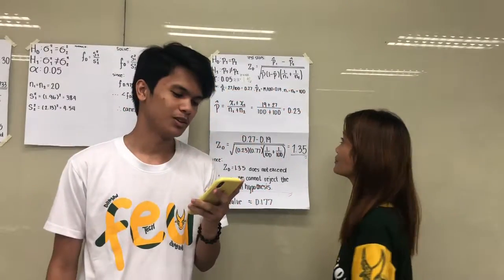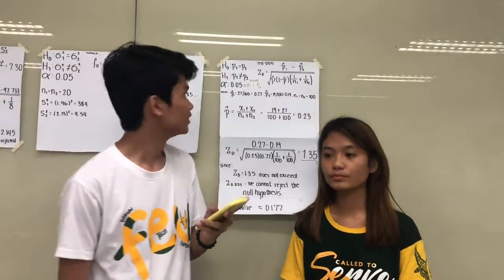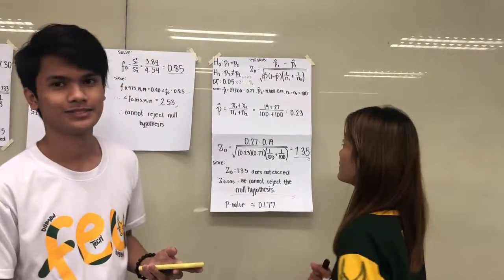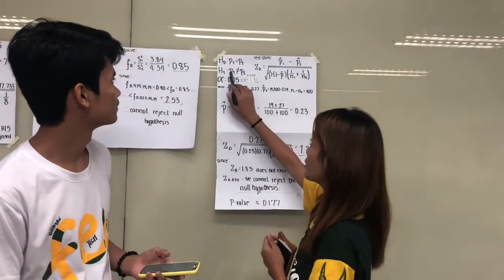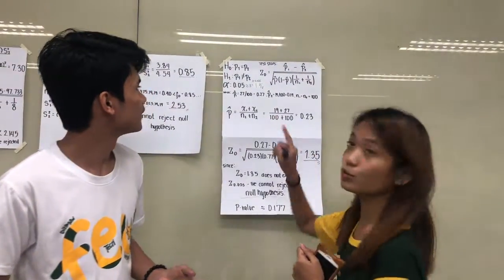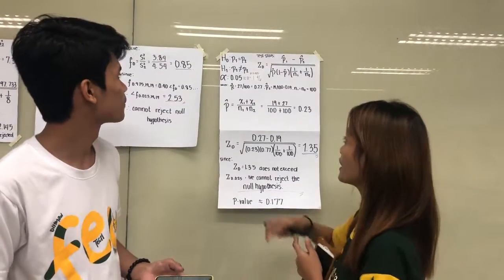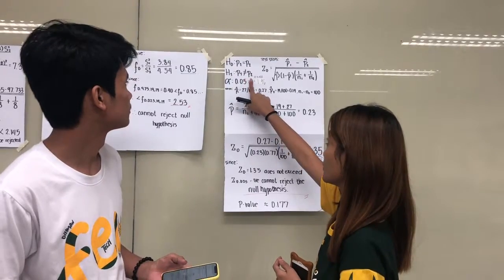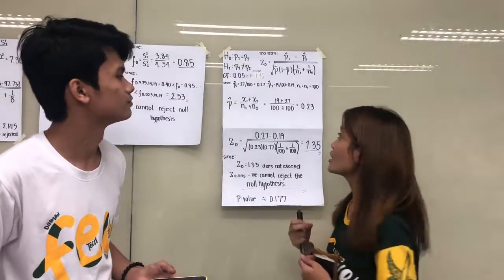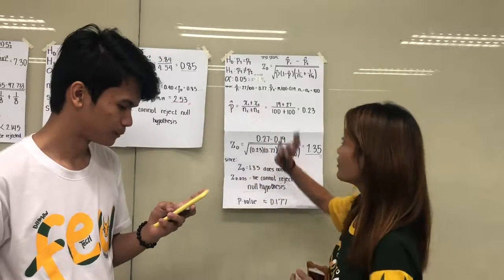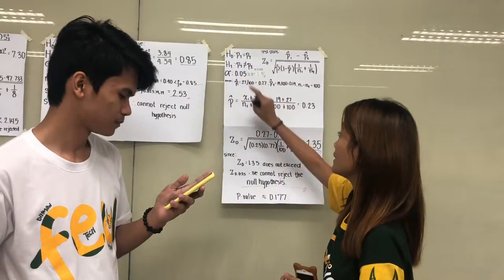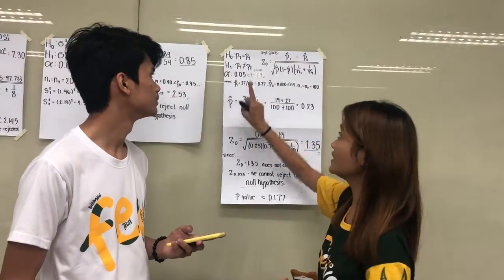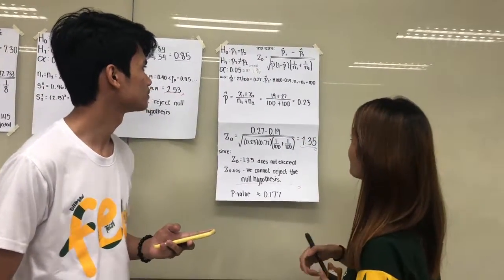Our topic is all about inference on two population proportions, which is this. So our problem tells us about the null hypothesis, which is that population 1 is equal to population 2, and the alternative hypothesis is that population 1 is not equal to population 2. Since this problem is a two-tailed problem, the significance value of 0.05 will be divided by 2. That will be 0.025, and the z-score value is 1.96.